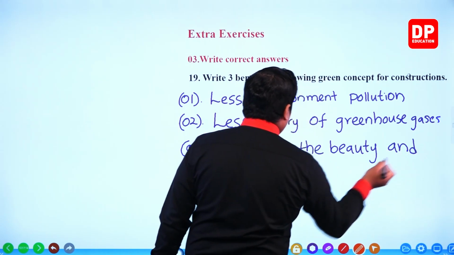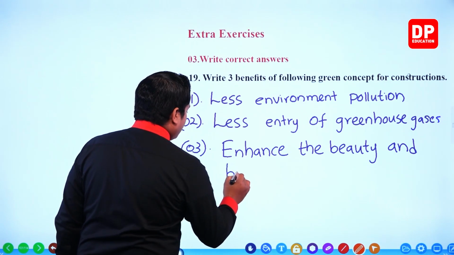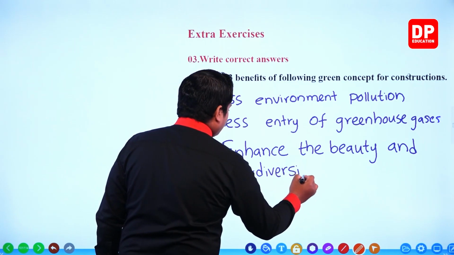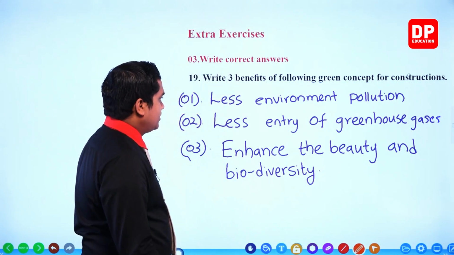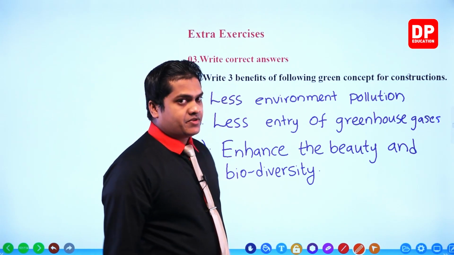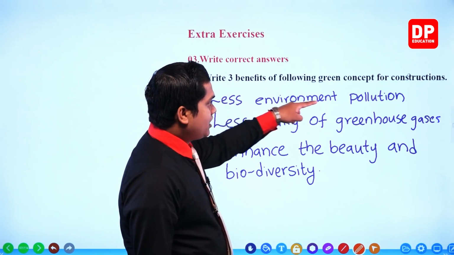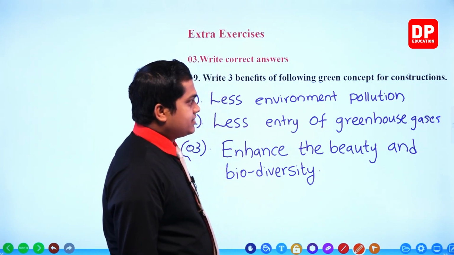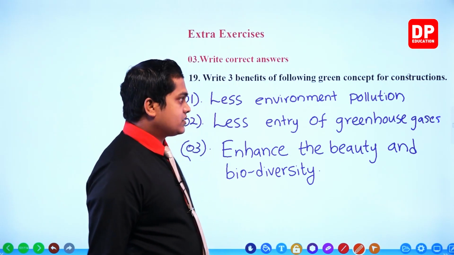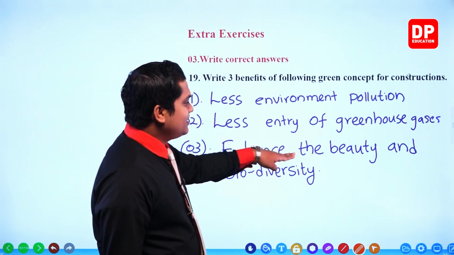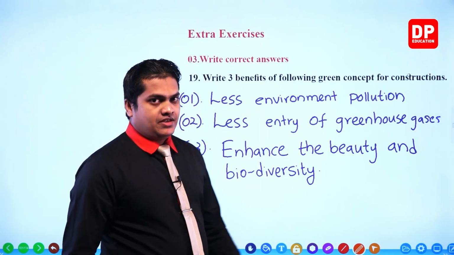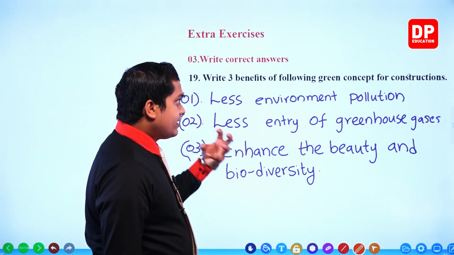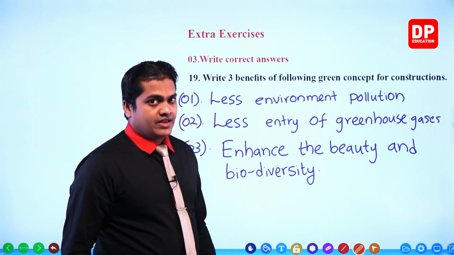Not only the beauty, but biodiversity as well. Right. So three benefits of following green concept. Number one, less environment pollution. Then less entry of greenhouse gases. Next one, enhance the beauty and biodiversity. Okay, right. So these are the benefits of following green concept for constructions of buildings.